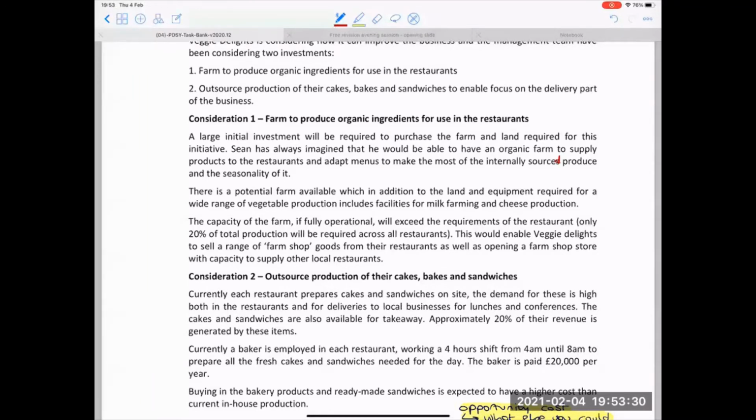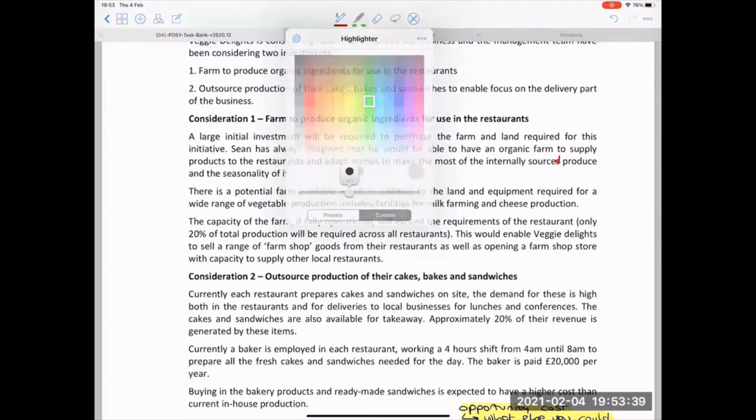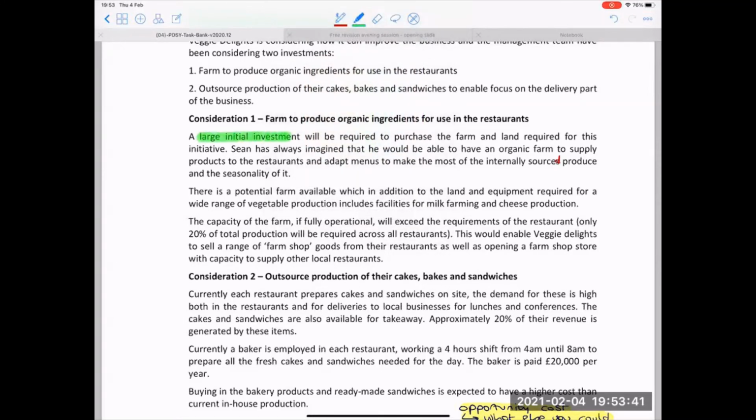Right, so lots of people absolutely got off to a great start by telling me that there was a financial cost in the large initial investment, and that is absolutely a financial cost. And that's the question writer getting you off the starting blocks and saying, look, that's the sort of financial cost you're looking for. And absolutely that's going to have a large impact on cash flow.